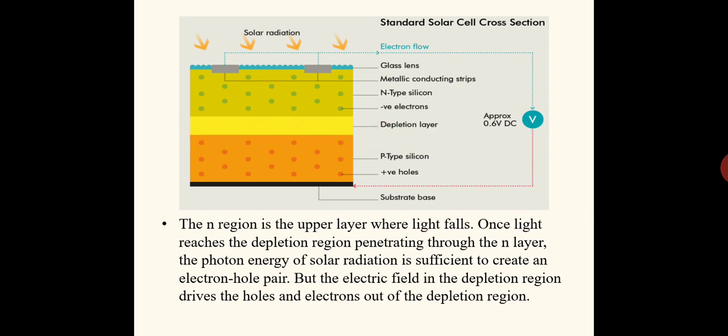So the n region is the upper layer where the light falls. The light penetrates through the n layer and reaches the depletion region. The photon energy of the solar radiation is sufficient to create an electron hole pair, but the electric field in the depletion region drives the hole and electron out of the depletion region. It does so due to the negative and positive charge at the boundaries. So whatever electrons and holes are created in this depletion region will always be driven out of the depletion region by this potential difference.